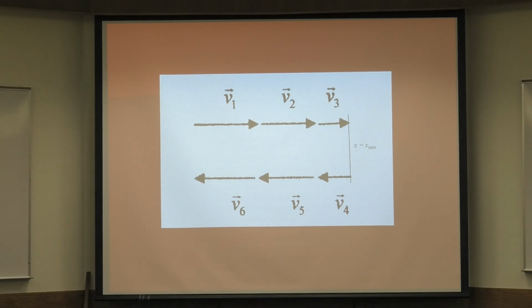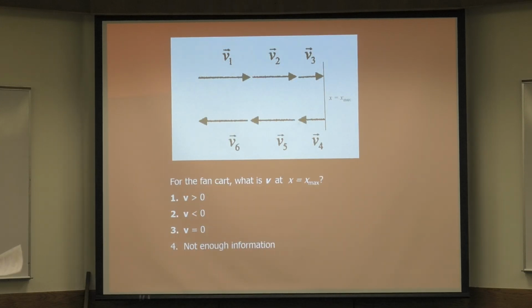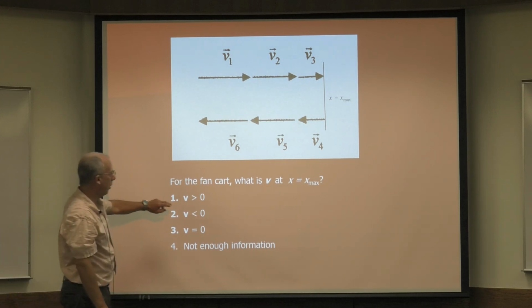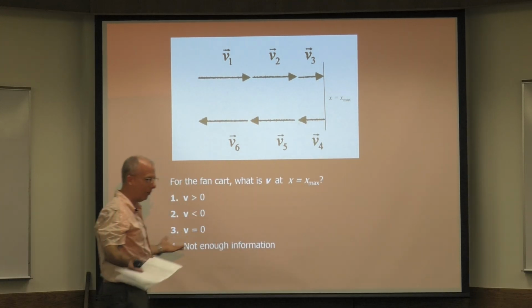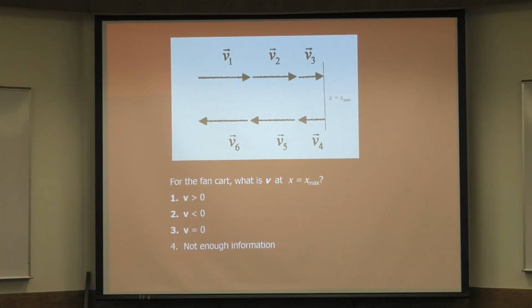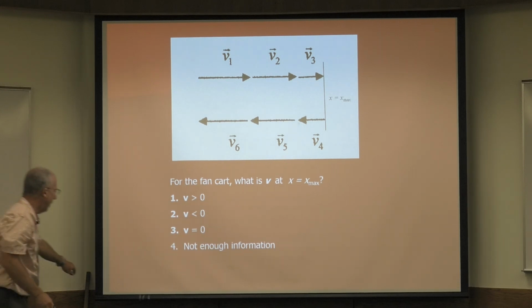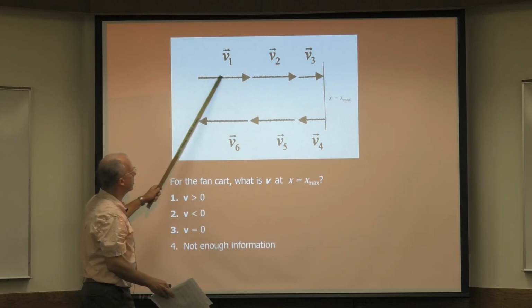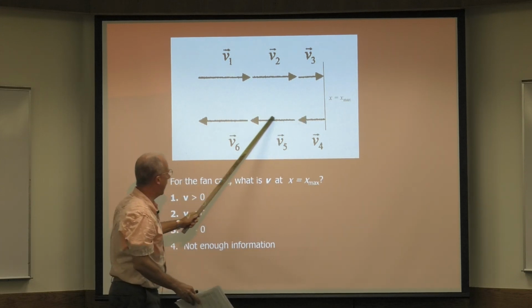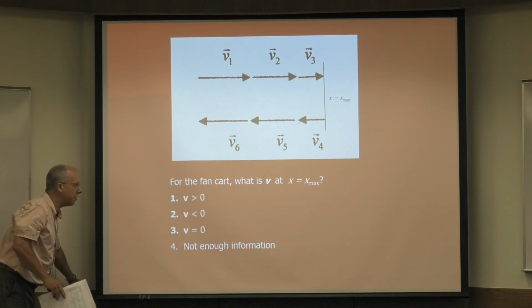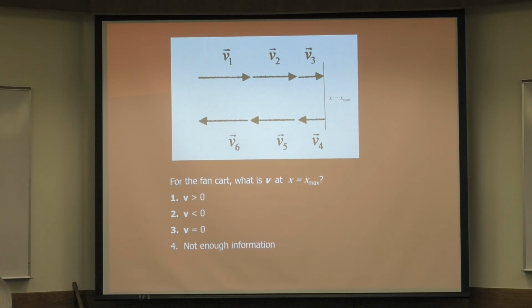All right, so let's think about that. Oh, I think I just gave this away, right? For the fan cart, what is the velocity at x equals x max? Well, I did just tell you this. So what is it? It's 0, right? It stopped. It was going this way, slower, slower, slower, then it stopped, then it turned around, went faster, faster, faster. So the velocity at x equals x max is 0.